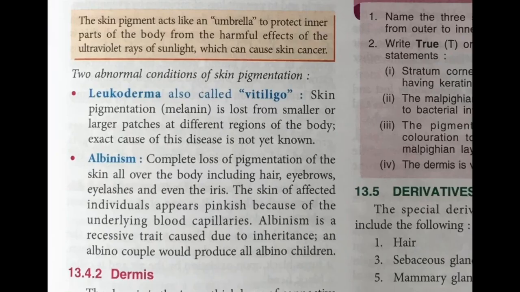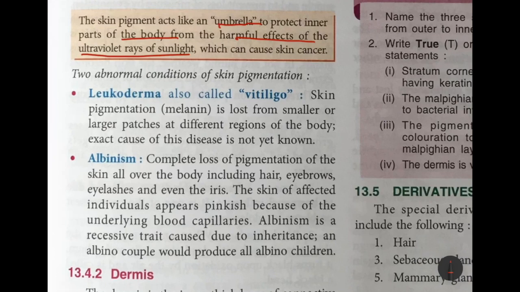Remember, children, that the skin pigment, melanin, acts like an umbrella to protect the inner parts of our body from harmful effects of the ultraviolet rays of the sunlight, which can cause skin cancer. So it is good to have melanin in the body. That is why when we are exposed to the sun, more melanin is produced in our body.